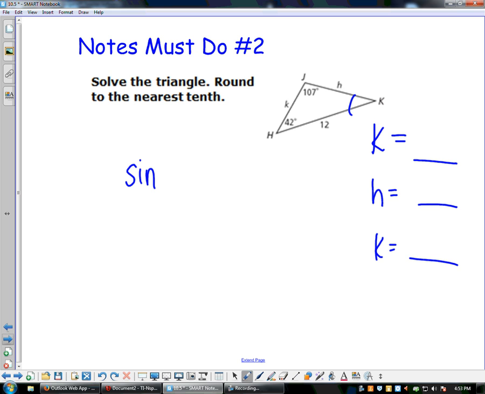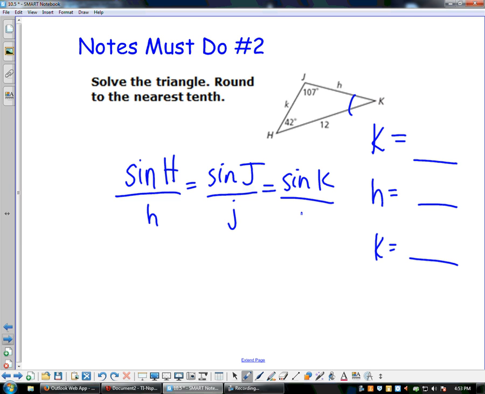So we have letters H, J, and K. So sine of H over H equals sine of J over the side length J equals sine of angle K over side length lowercase k. Again, take whatever two you need to help you solve the pieces that are missing. Start off by using the fact that you know about J here. So you'll use that for both of them.